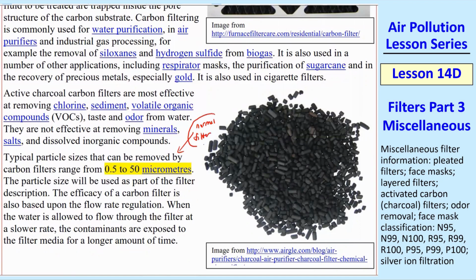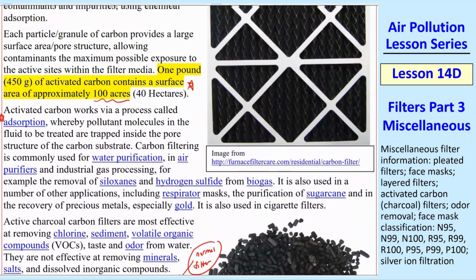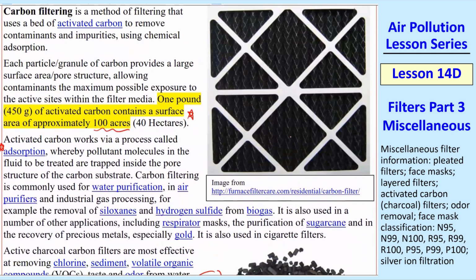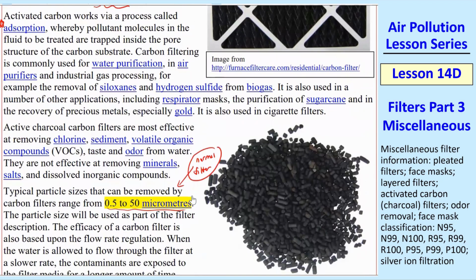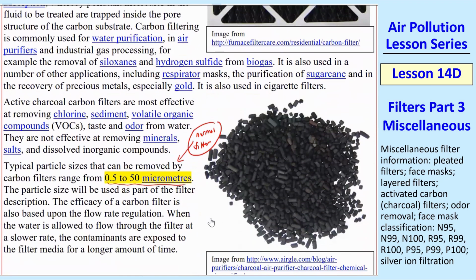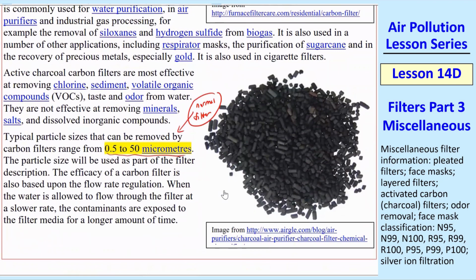And I mentioned that these carbon filters also filter out particles just by the way they're designed, and they look like a regular filter except they're typically black. But they'll remove particles typically from 0.5 to 50 microns. But that's not why you use these carbon filters. You use them mostly for odors and other gases in the air.